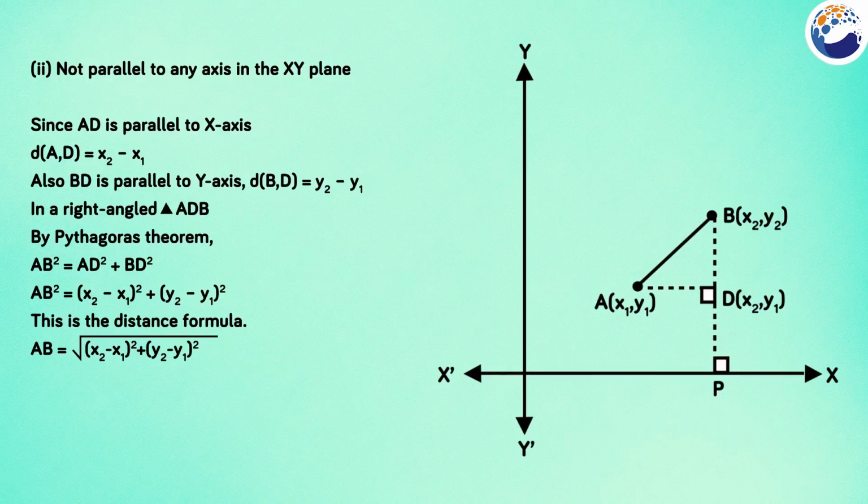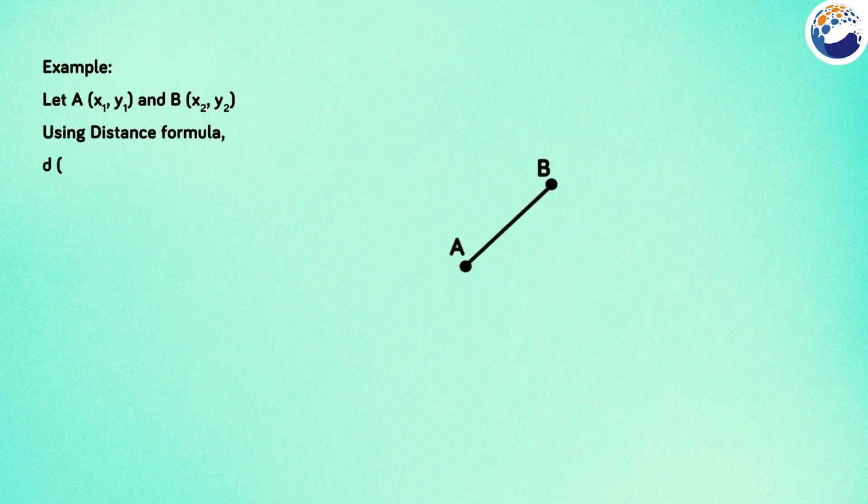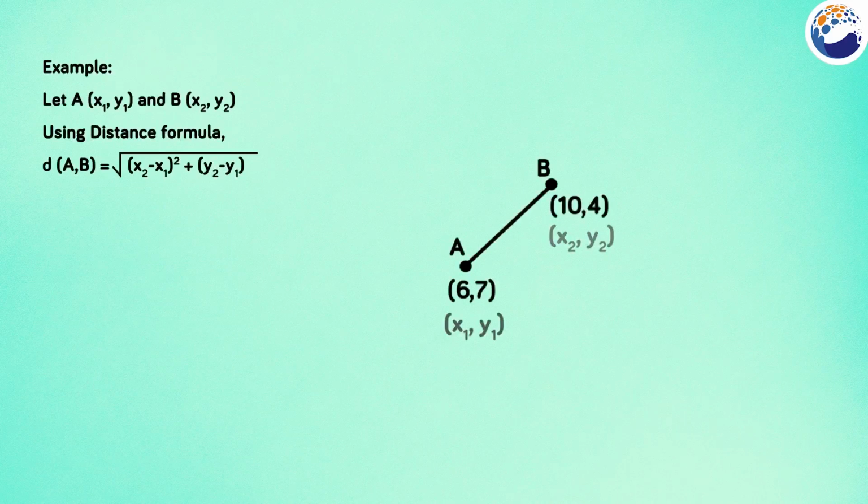Now we will apply the formula in an example. Take any 2 points A whose coordinates are (6, 7) and B whose coordinates are (10, 4). Now let the coordinates of point A be (x1, y1) and that of B be (x2, y2). Using the distance formula, we find the distance of segment AB.